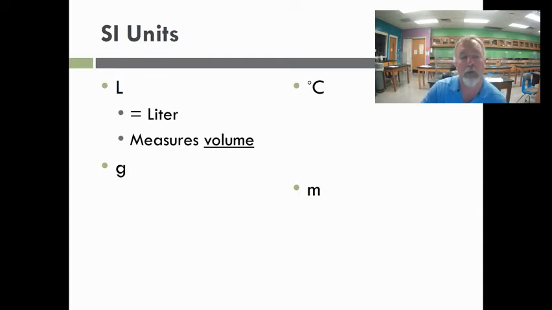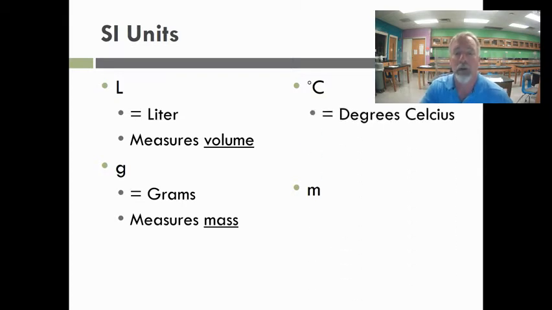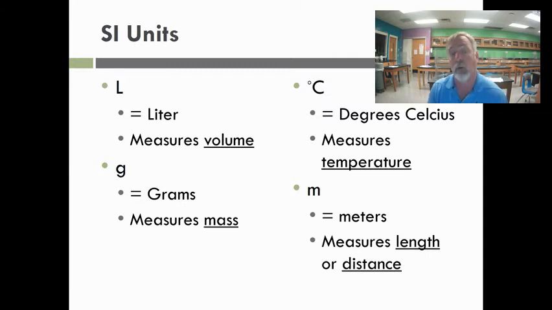The other base unit I want to talk about uses the abbreviation g for gram. What is a gram? This measures mass. Our next base unit is Celsius. The little circle and the C stand for degrees Celsius. And what do we measure in degrees Celsius? We measure temperature. Finally, the last one I want to talk about is the abbreviation m for meter. Hopefully you know meters are a measure of length or distance.